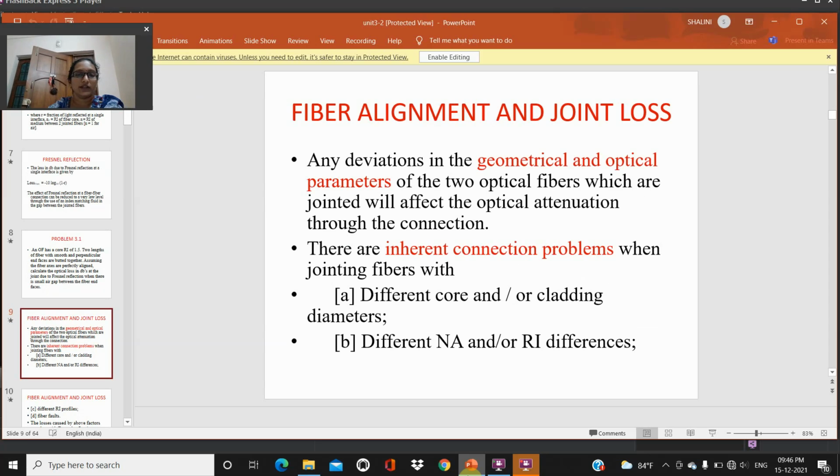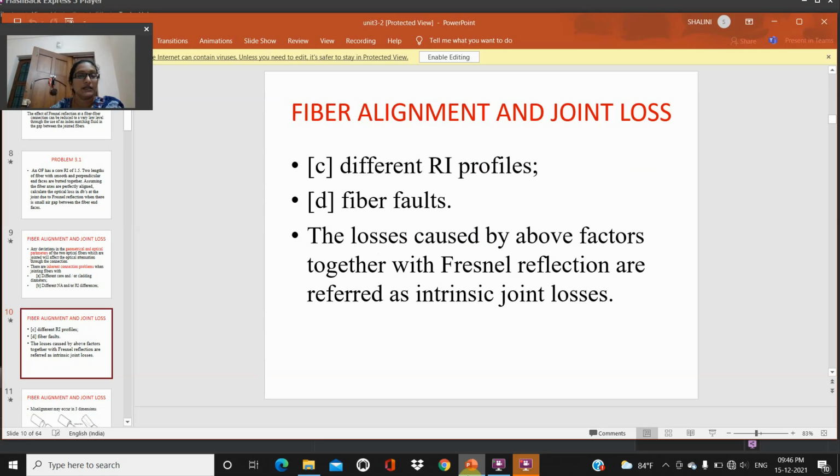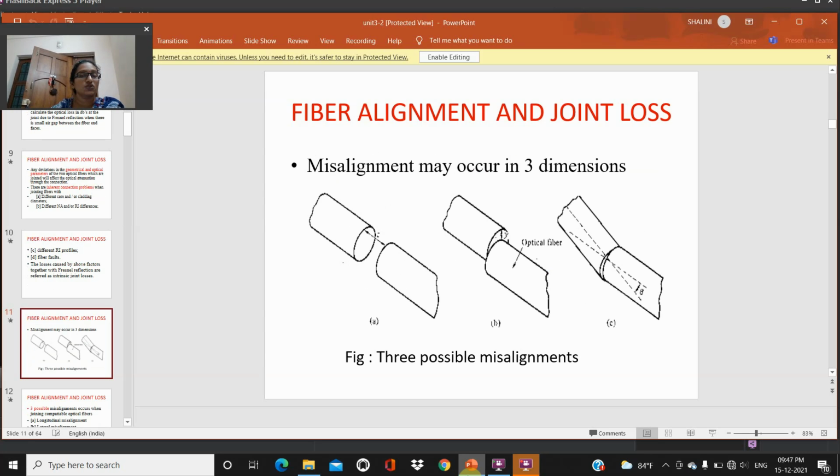Fiber alignment and joint loss. Any deviations in the geometrical and optical parameters of the two jointed optical fibers will affect the optical attenuation through the connection. There are connection problems when jointing fibers with different core and cladding diameters, different numerical apertures or refractive indices, and different refractive index profiles, as well as fiber faults. The losses caused by the above factors together with Fresnel reflection are referred to as intrinsic joint losses.